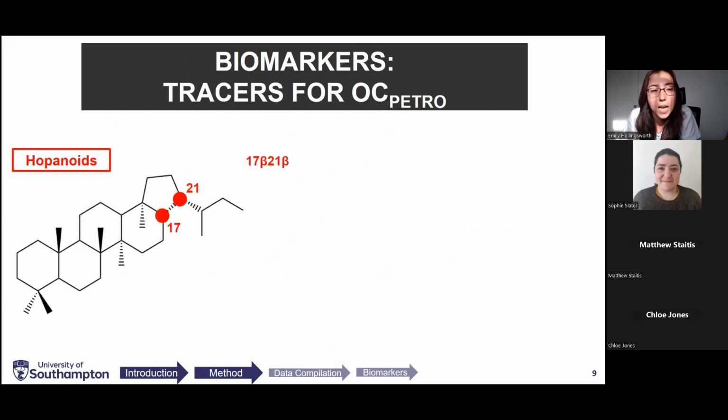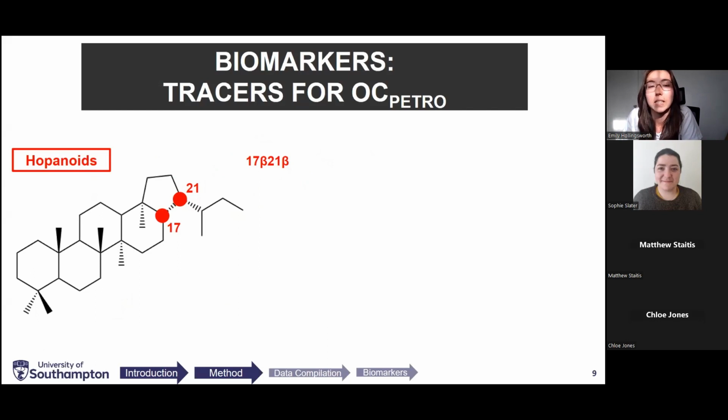And I'll use this as an example. So this is a hopanoid. This is a compound that's produced by bacteria for their membrane. And this is a kind of typical structure of a hopanoid. And at this 17 and 21 position, they have a beta-beta stereochemical configuration. And you don't need to know what that means, but the main thing is that bacteria make hopanoids with this particular structure.